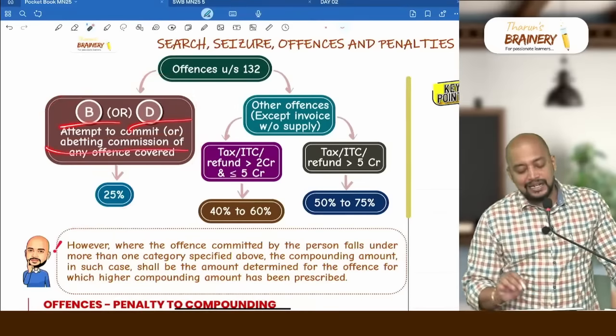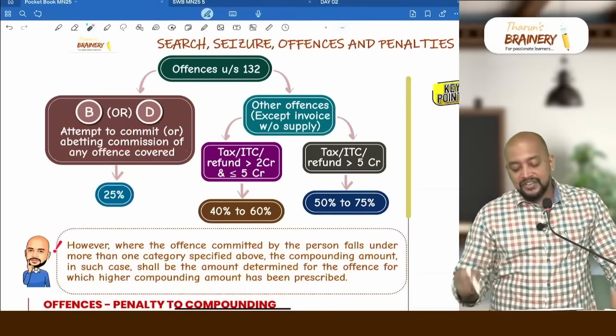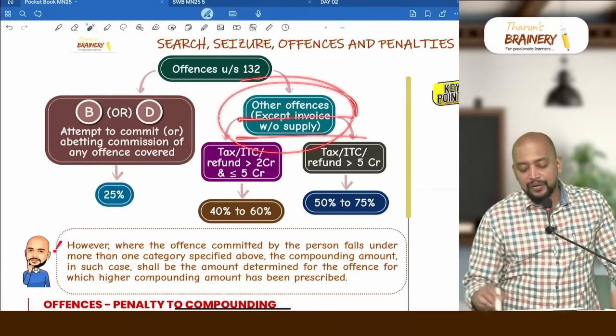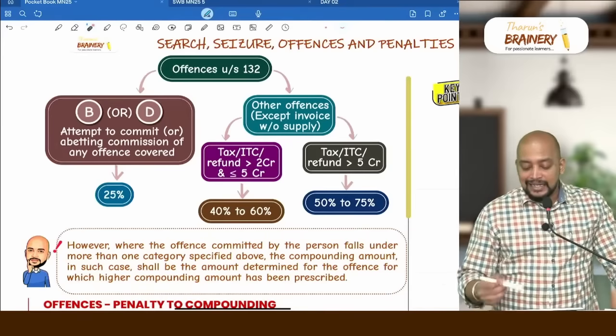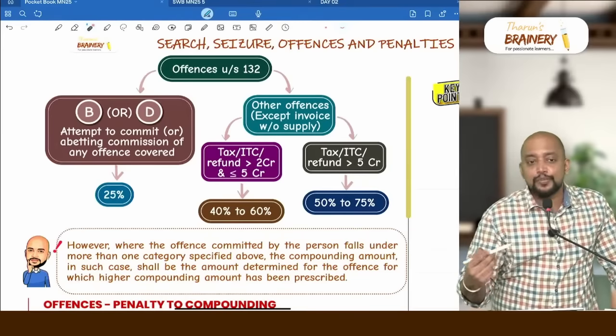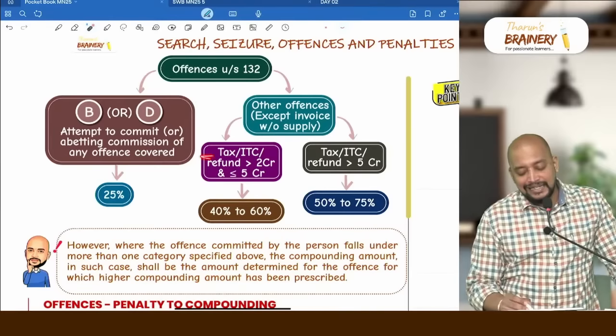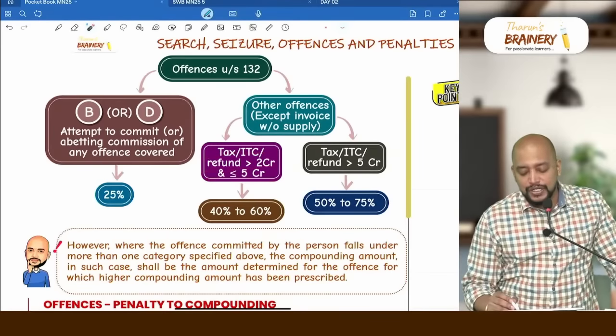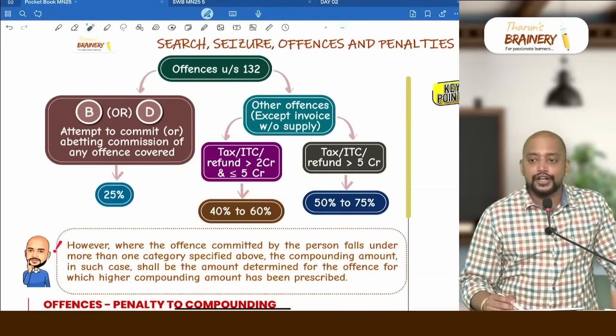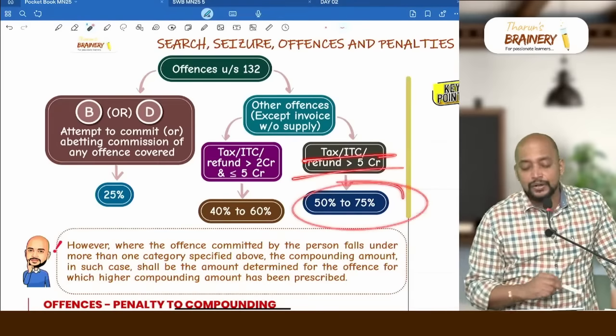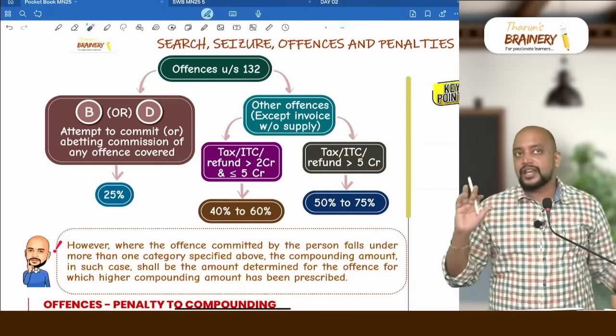B or D or attempt to commit, 25%. If it is any other offence except invoice without supply, because for invoice without supply there is no possibility of compounding, then tax or ITC or refund greater than 2 crores but not exceeding 5 crores, 40 to 60%. If it exceeds 5 crores, 50 to 75%. So keep that in mind.